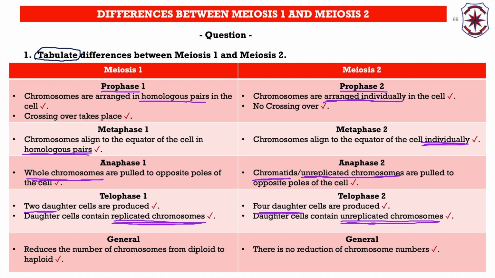Now, this difference is random. It does not fall under any phase in particular. Generally, after meiosis 1 reduces the number of chromosomes from diploid to haploid. But remember what we said when we were looking at the different phases of meiosis. We said that there is no reduction of chromosomes after meiosis 2.